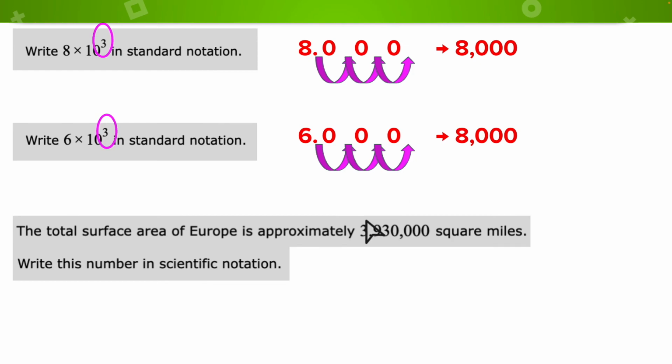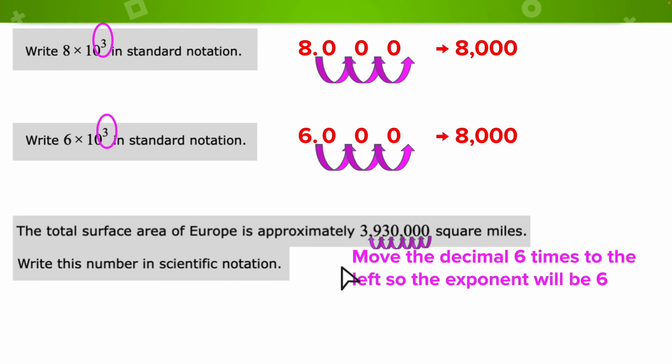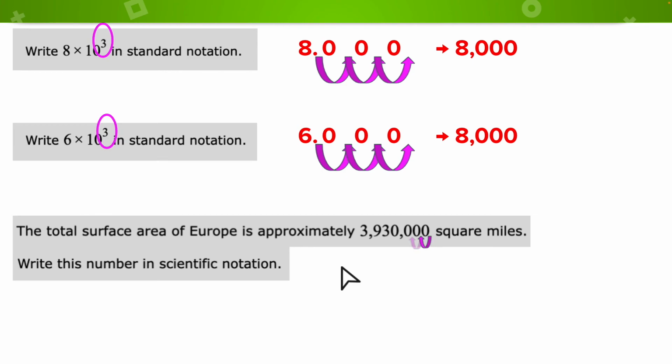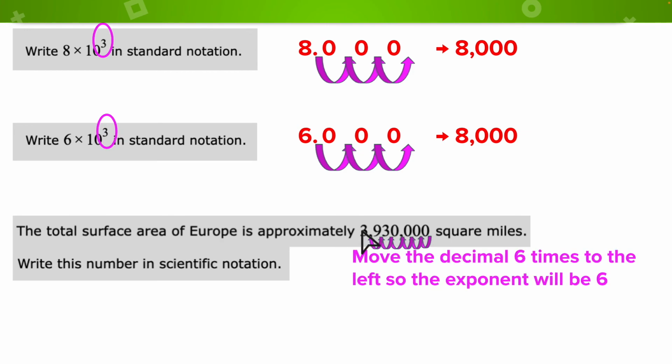All right, now we're going to put it into scientific notation for the next one. The total surface area of Europe is approximately 3,930,000 square miles. Write this number in scientific notation. So first, what we want to do, oh, that animated really fast. We want to take that decimal point that's at the end, and jump over until I'm at that first essential number here, which is the 3. So I don't want to go past the 3, I want to stop right before it.